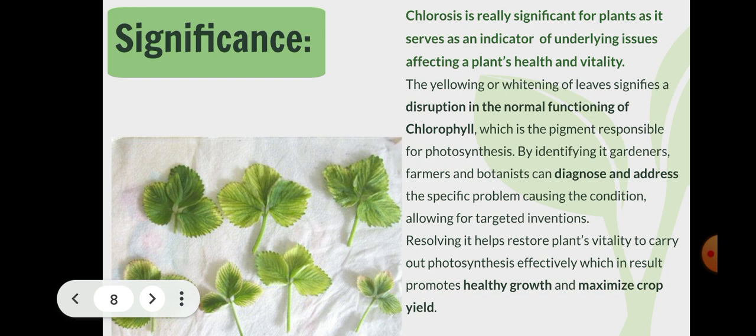Now I will be talking about the significance of chlorosis. Chlorosis is very significant for plant because it serves as an indicator for the underlying issues that the plant might be having, which is very harmful for its health and vitality.